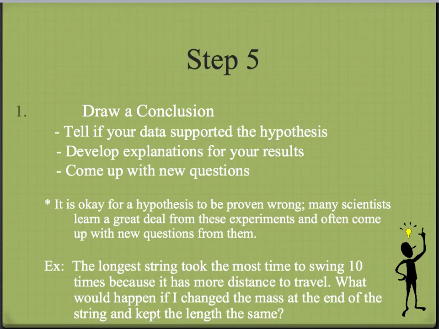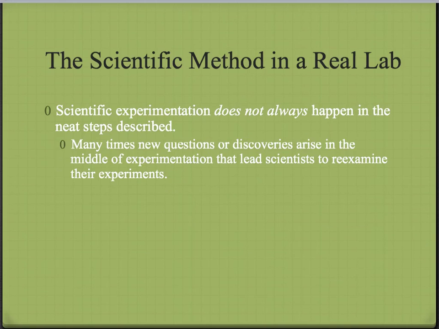So for example, you could conclude that the longest string took the most time to swing 10 times because it had more distance to travel in the air. And an example of a question that the group that was dealing with length could ask is maybe they could change mass instead, and so they could come up with a question to investigate if they had more time.